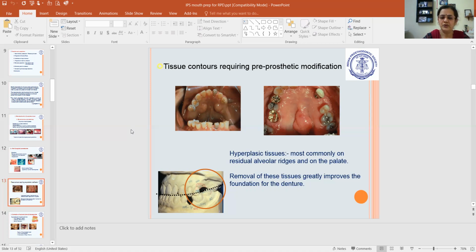Then hyperplastic tissues, most commonly on the residual ridges and on the palate, are also seen. The removal of these tissues generally improves the foundation of the denture. Sometimes the maxillary tuberosity may overhang, and this may interfere with the occlusal plane. So it has to be recontoured by surgical procedures.